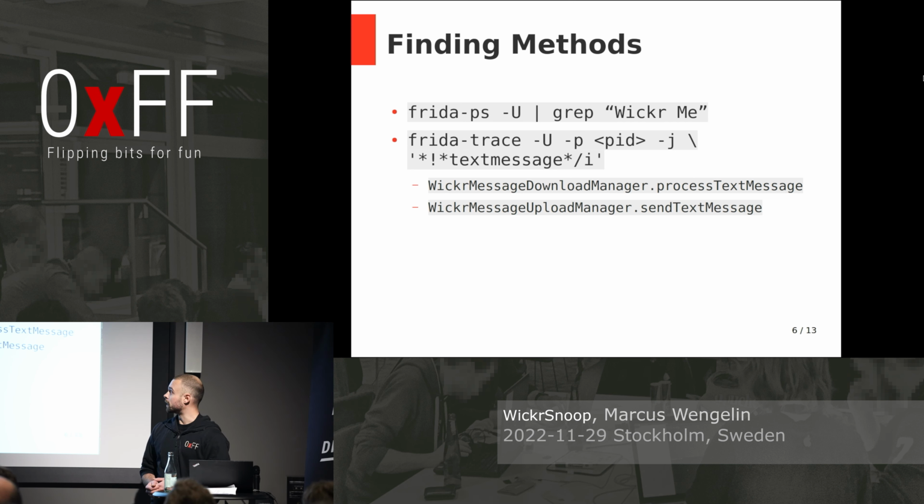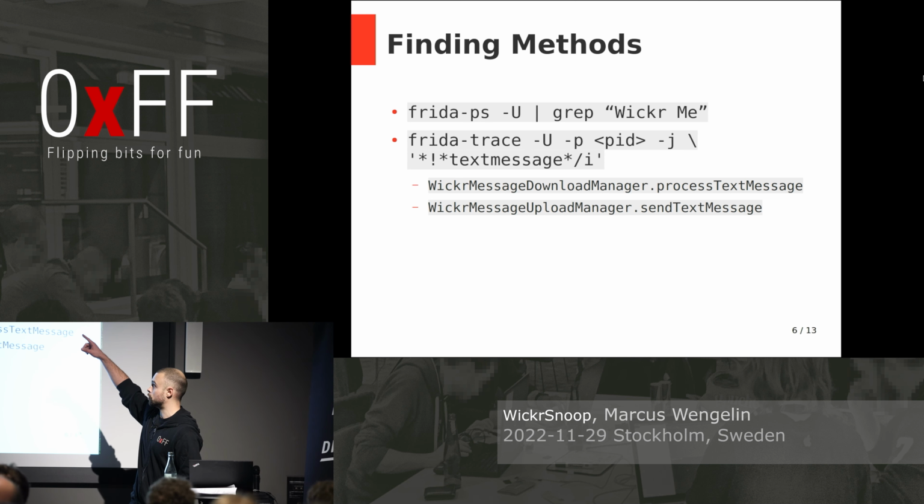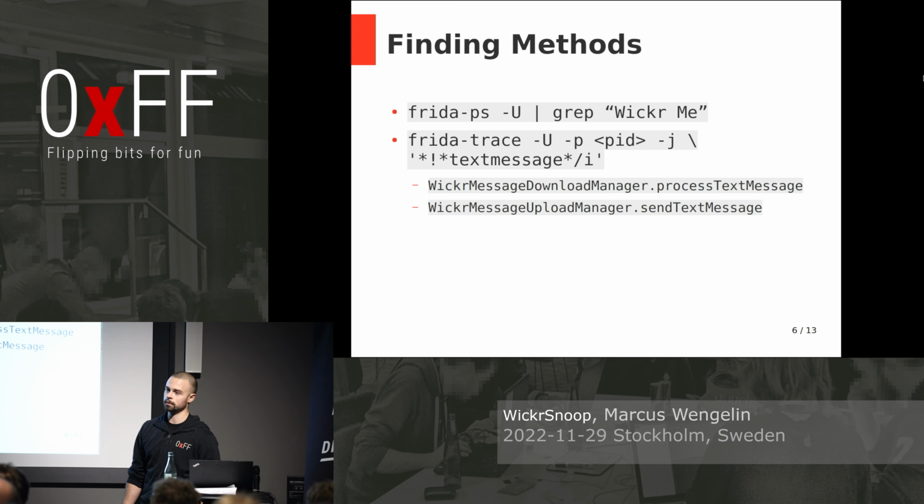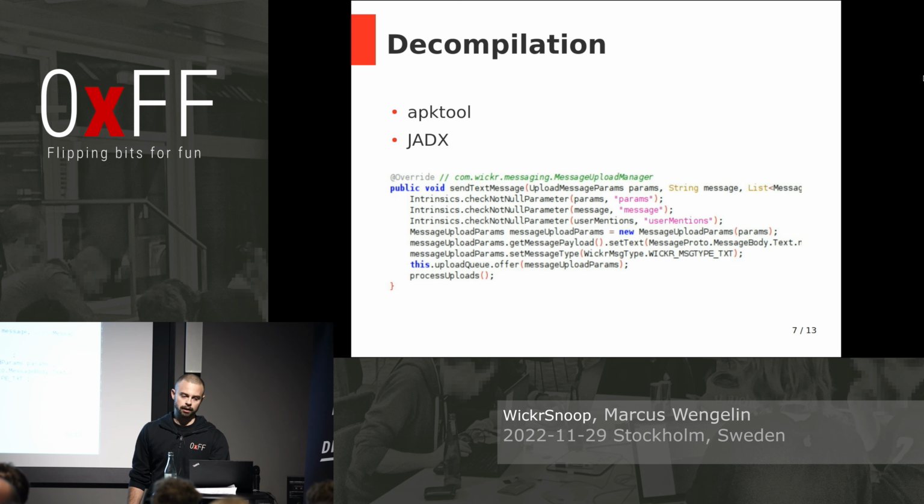The first challenge, finding the methods, is pretty simple with frida-trace. Magnus talked about this tool extensively, so I don't think I need to go into it in much detail. First you dump the process ID of the Wickr application, and then I traced all the methods containing the string text message. Two methods pop up on screen: the Wickr message download manager's process text message, and the upload manager's send text message. These are the two methods that we're interested in.